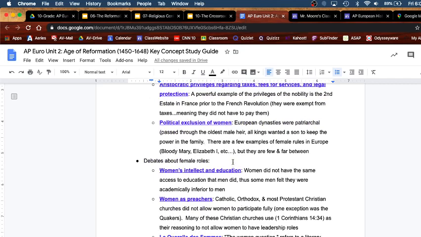Debates about female roles. Women's intellect and education. Women did not have the same access to education that men did. Thus, some men felt that women were academically inferior to men. So some men would use this argument that women weren't as smart as men.